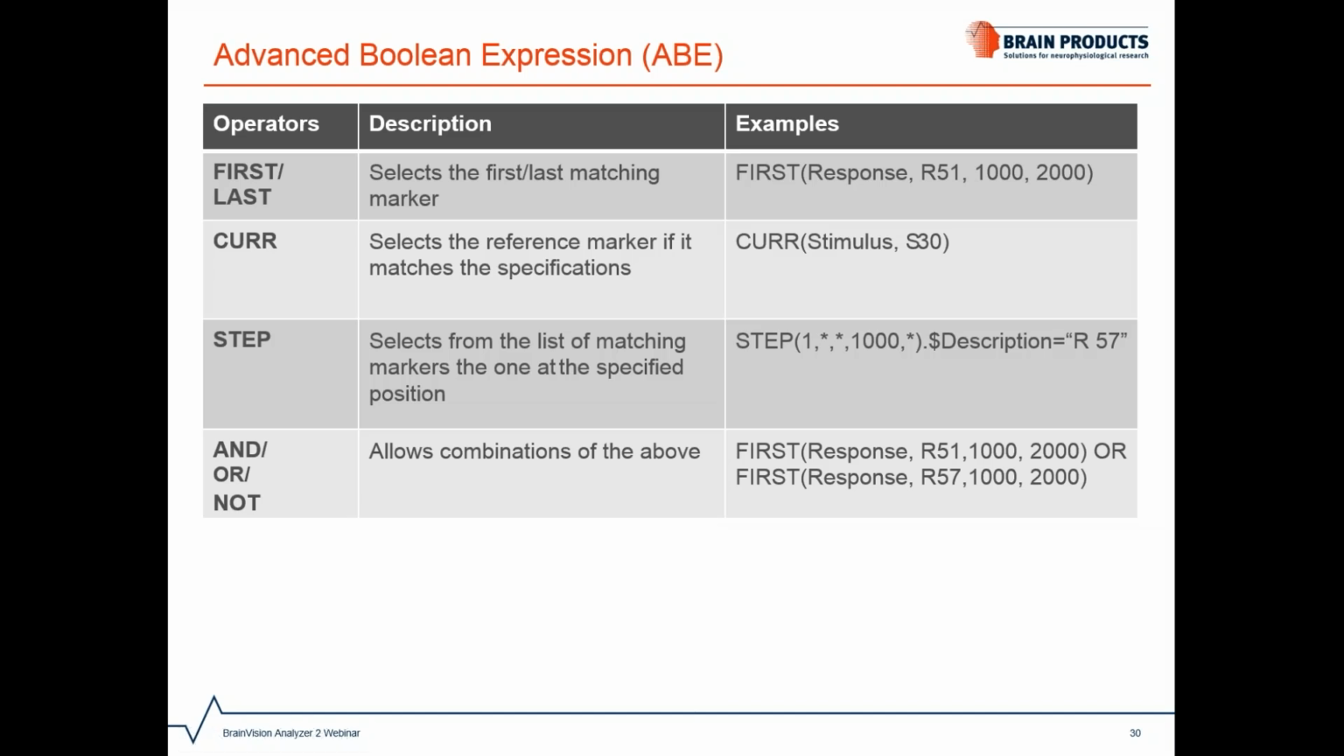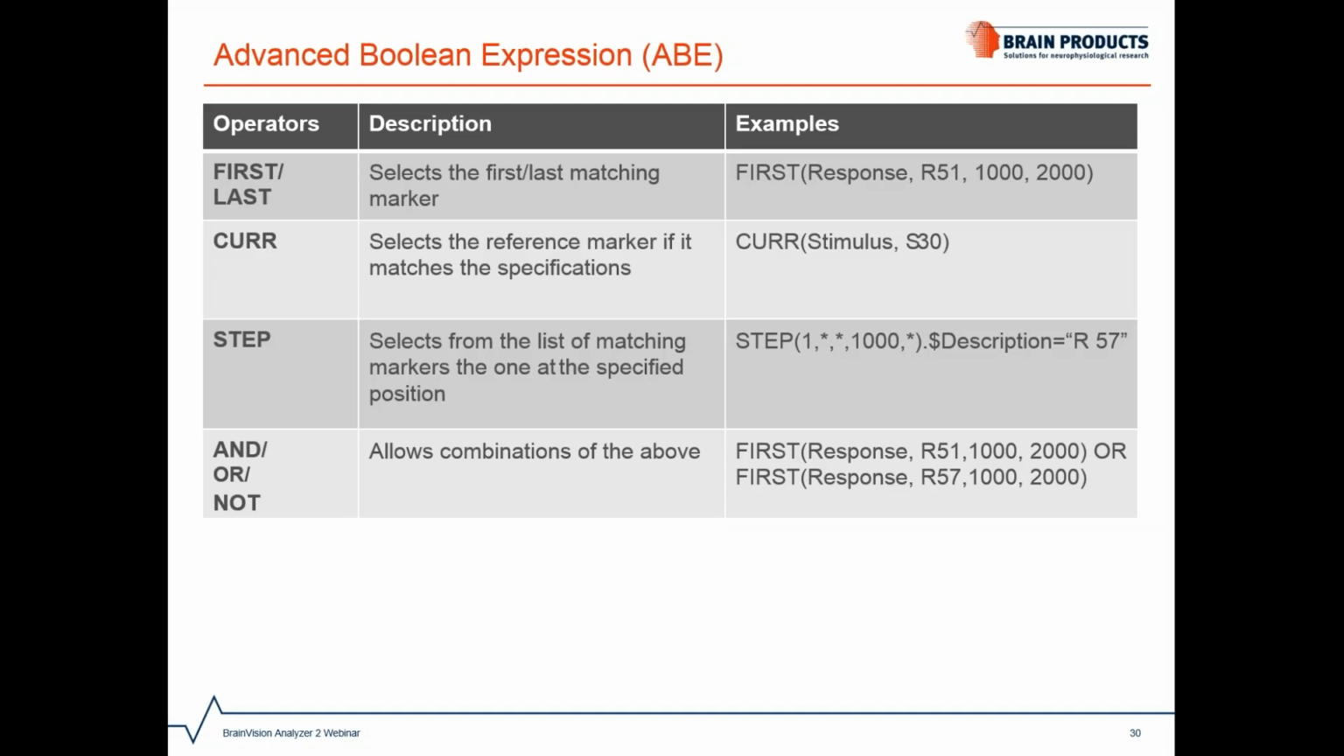The cur should select the reference marker, which is why you do not need a search window, only type and description. This operator is actually only necessary if you use more than one reference marker, and you need to make clear for the ABE to which reference marker it refers. So in our example here, you would constrain the ABE to the reference marker S30 of type stimulus.